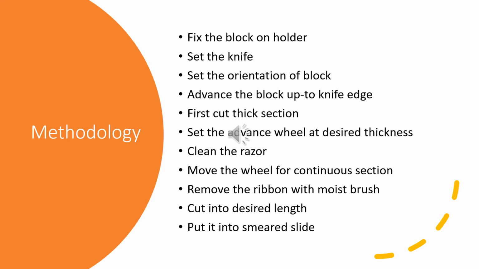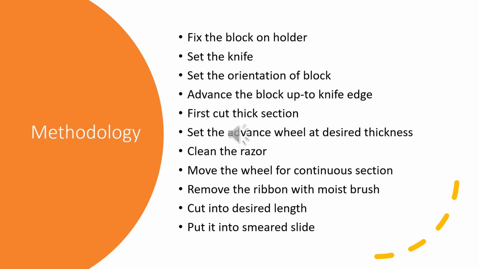Here's the methodology for the microtome. First of all, fix the properly trimmed block on the block holder with the help of molten wax on a warmed scalpel edge. Set the knife on the knife groove of the microtome and set its angle to 20 to 30 degrees. Now set the block holder and orient it so that the edge offering least resistance meets the knife edge first. Now advance the block until it just touches the knife edge.